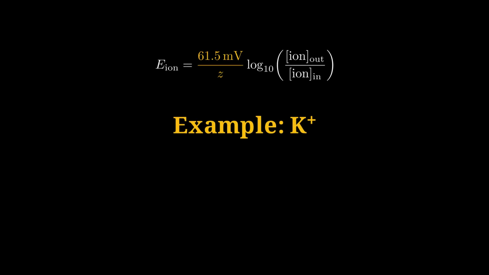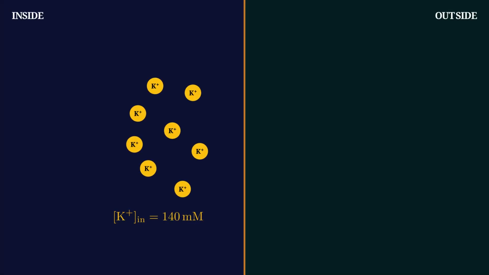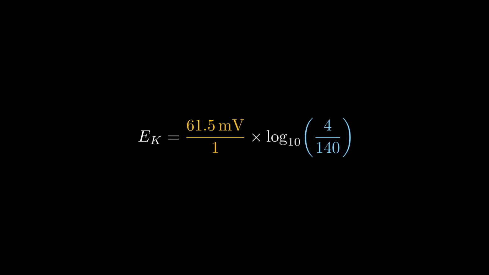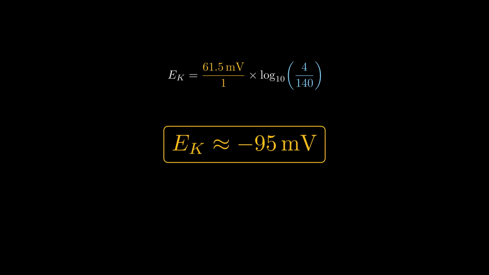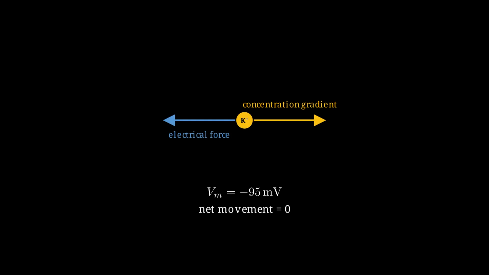So now let's use the equation for potassium. Inside a cell, the potassium concentration is around 140 millimolar, while the concentration outside the cell is around 4 millimolar. Next, we have to determine Z. We know that potassium has a charge number of +1, so Z is equal to it. Now let's plug this into the equation. We get that the potential is approximately equal to -95 millivolts. So what does that tell us? It tells us that the two opposing forces will balance out when the membrane potential reaches -95 millivolts.